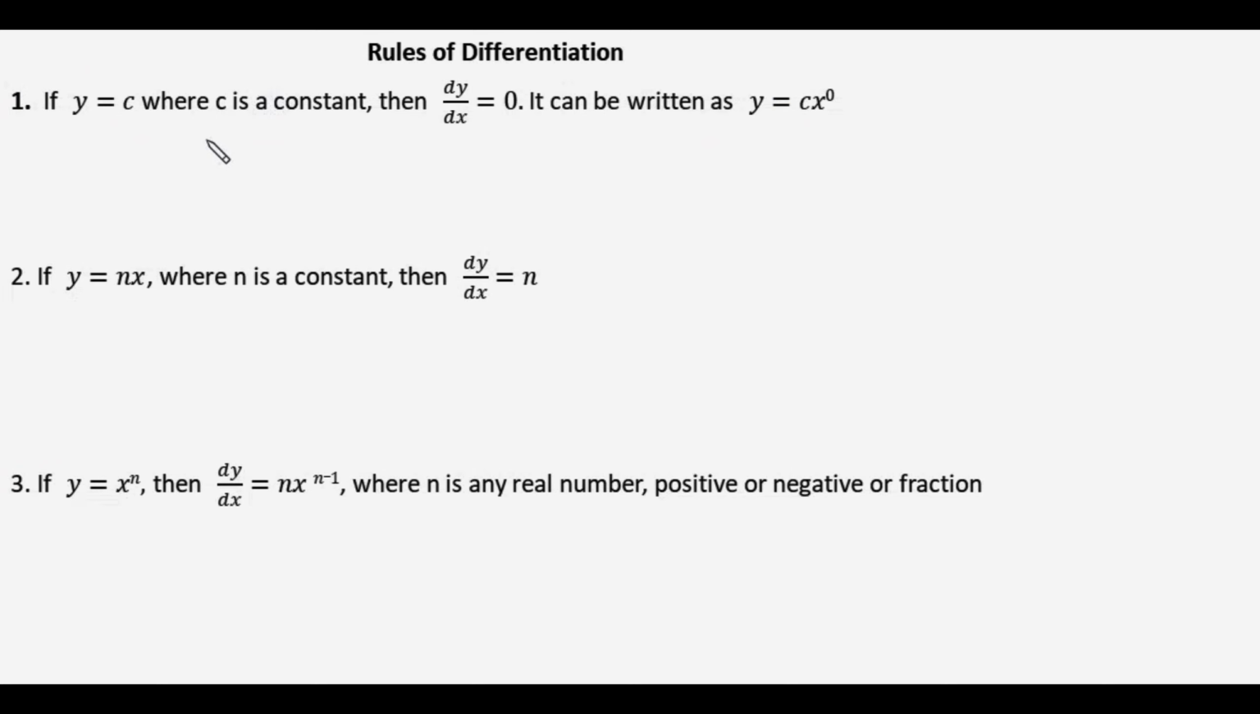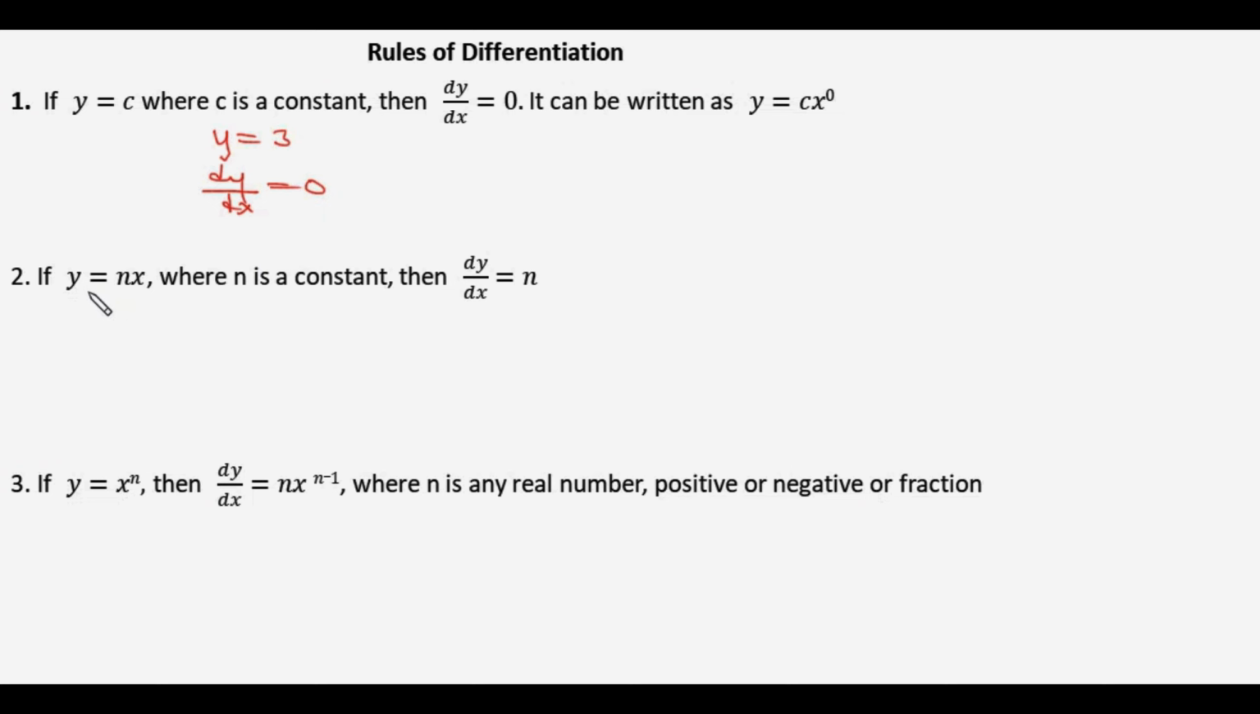So let's illustrate this. Let's say y is equal to 3 and we are asked to find dy/dx. So if we differentiate, dy/dx will be equal to 0, since there is no x here. A constant, which can be any number, gives 0.